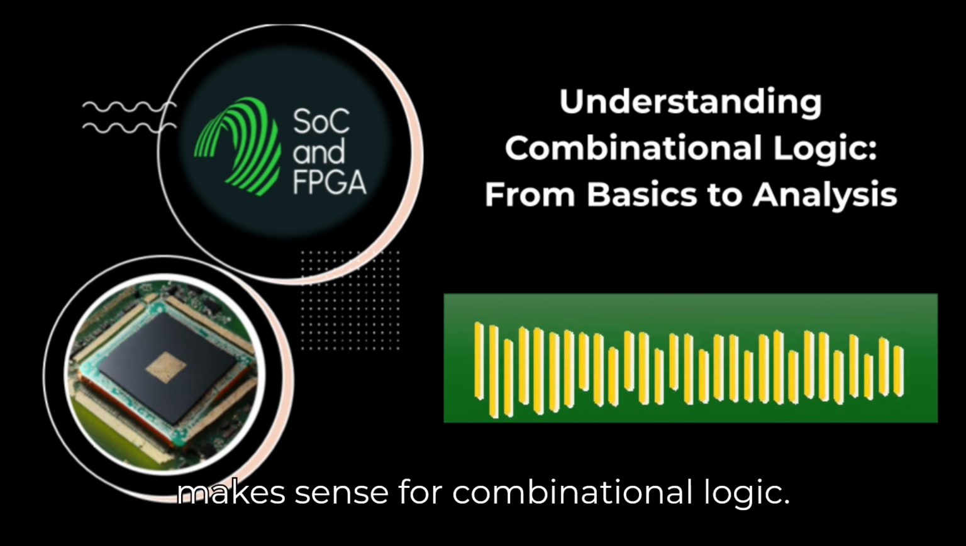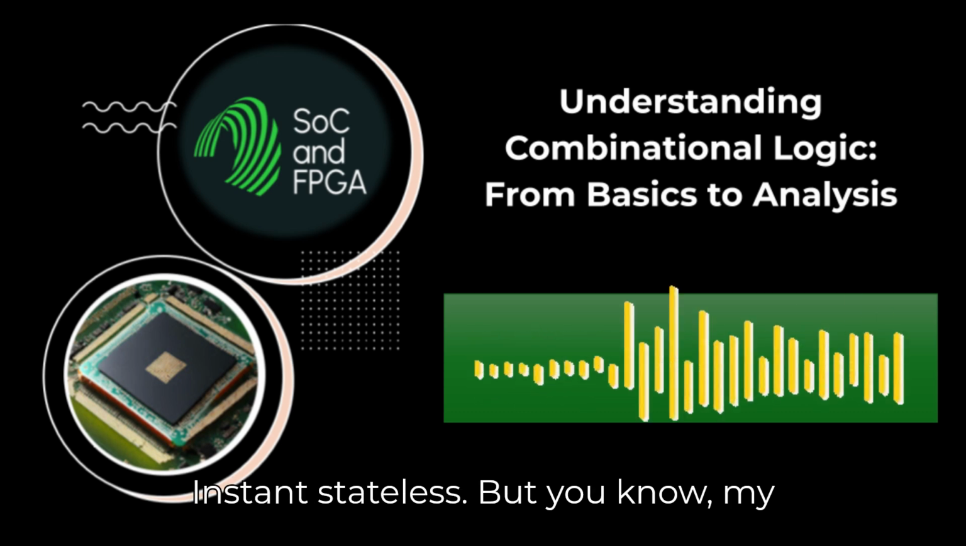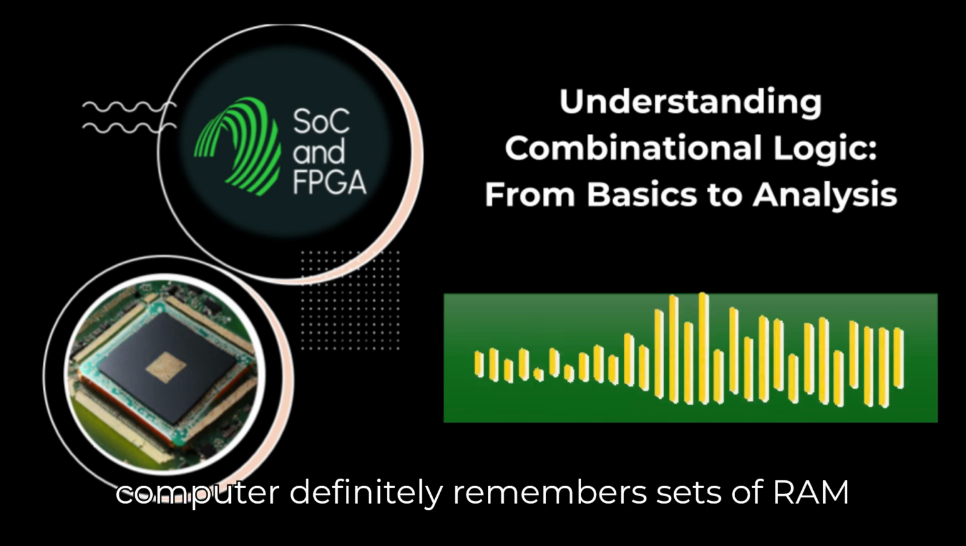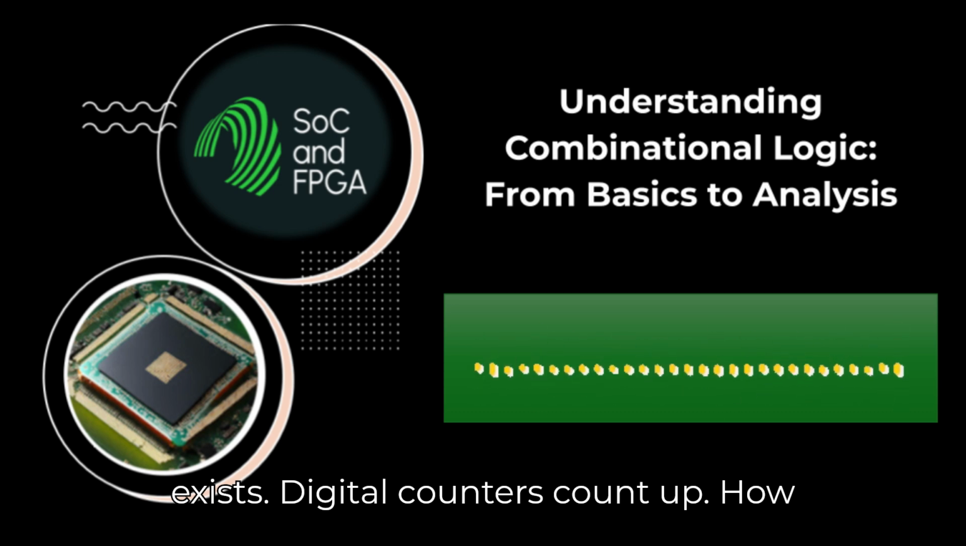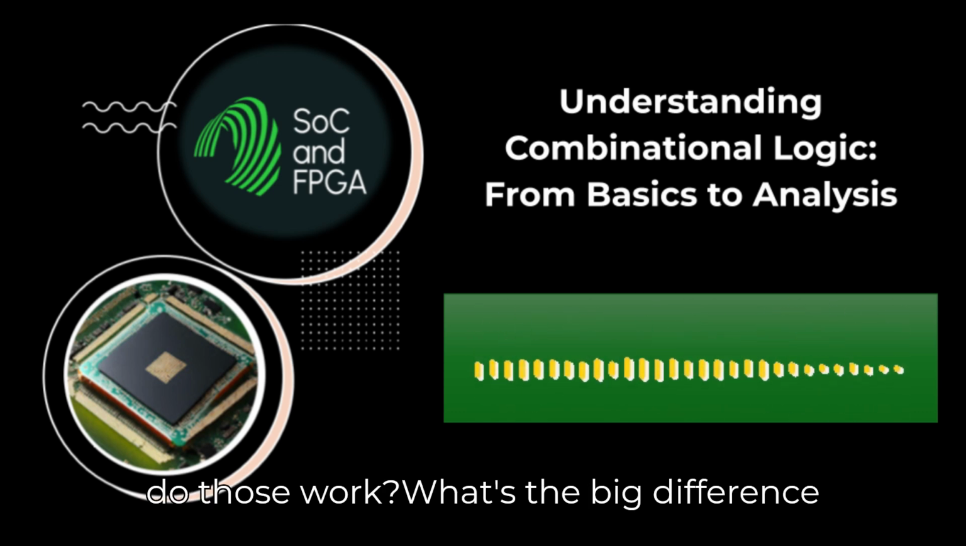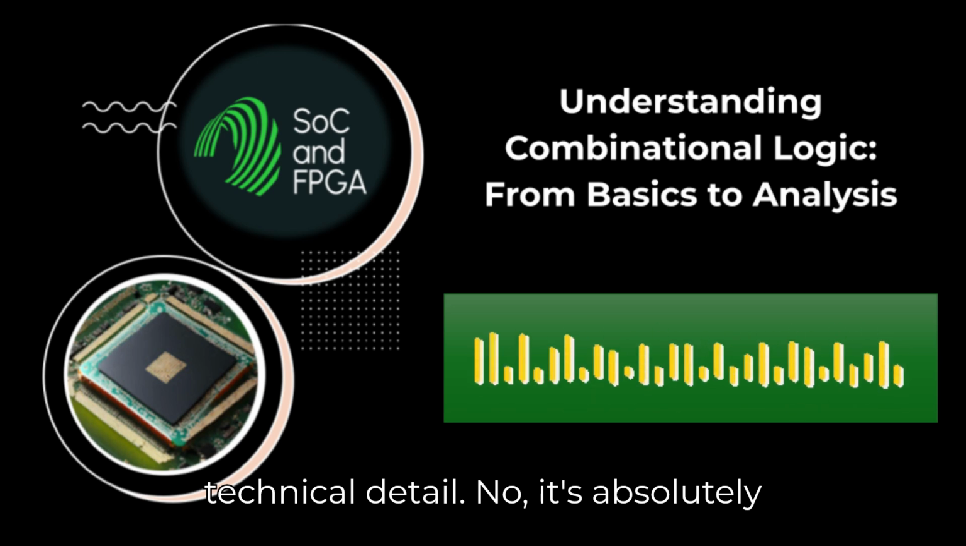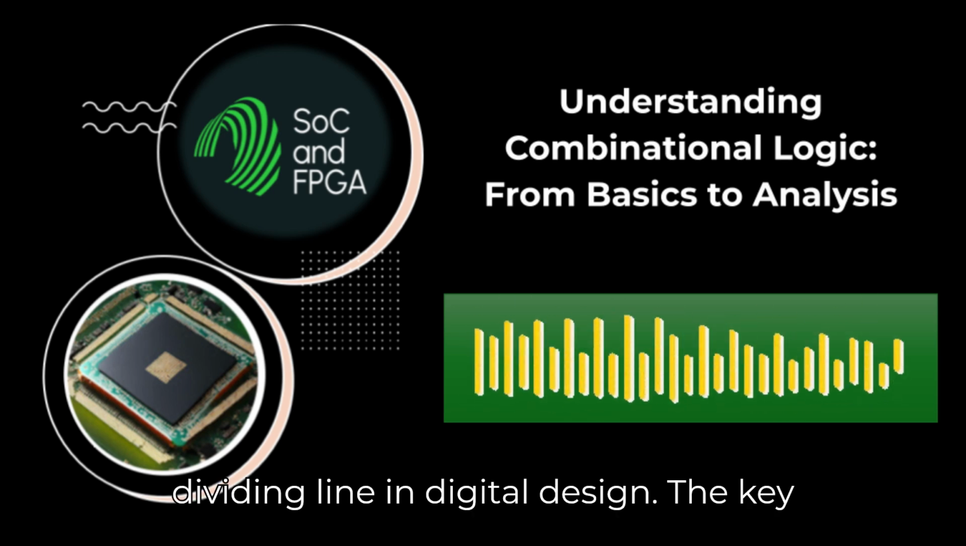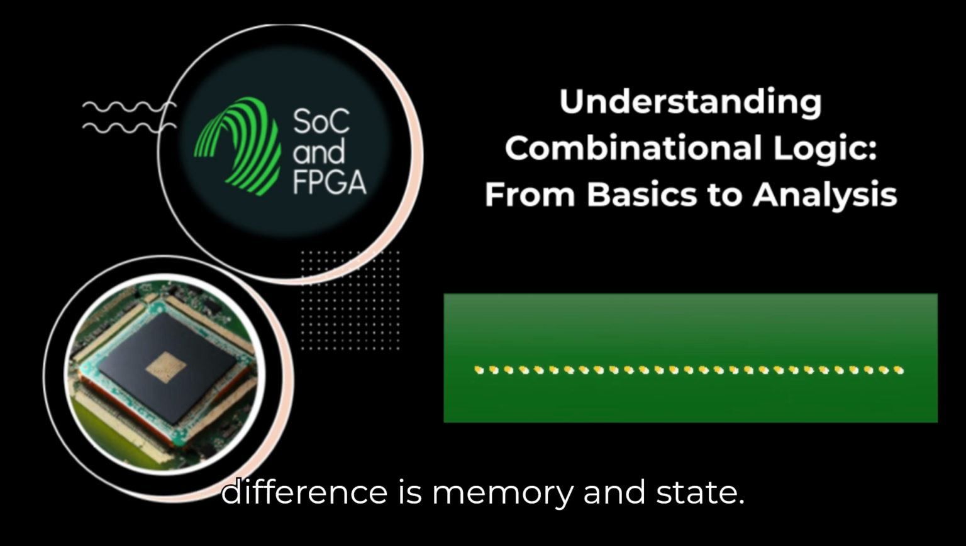Okay, that makes sense for combinational logic, instant, stateless. But my computer definitely remembers things, RAM exists. Digital counters count up. How do those work? What's the big difference there? It sounds like more than just a technical detail. No, it's absolutely fundamental. It's quite the biggest dividing line in digital design. The key difference is memory and state.